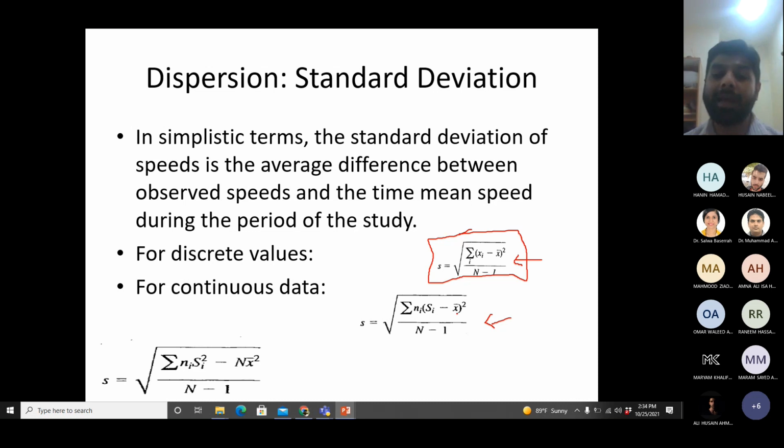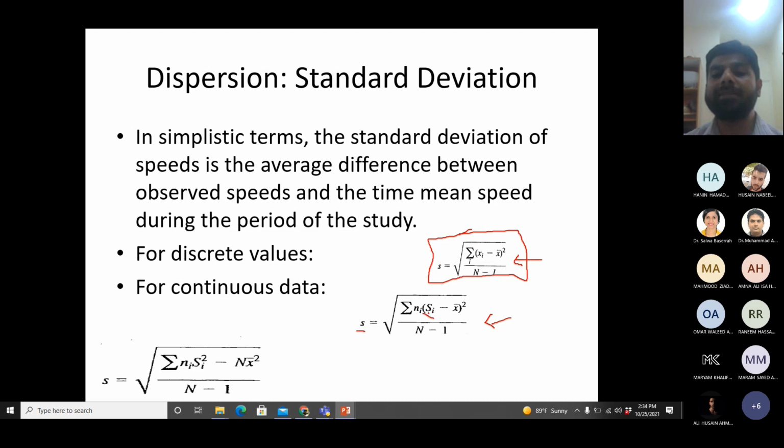One more thing: you can see I'm using capital S here and a small s here as well. Capital S means mean speed. We have already used it. A small s means standard deviation. Capital S, mean speed; small s, standard deviation.